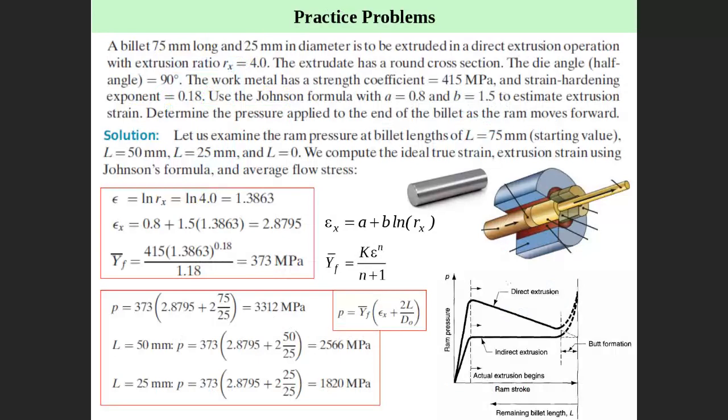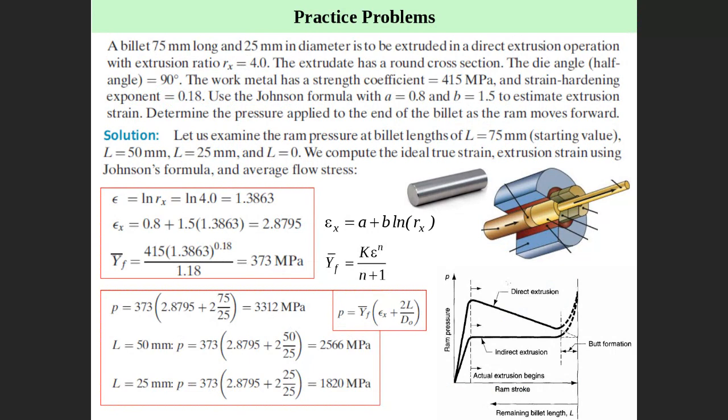A pellet of 75 millimeters. This is a pellet that we're going to use in extrusion. We put this pellet in for extrusion, right? The pellet is 75 millimeters long and 25 millimeters in diameter, and is to be extruded in a direct extrusion.